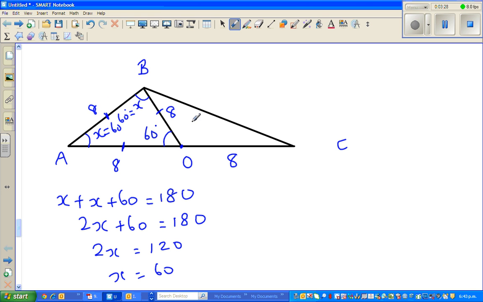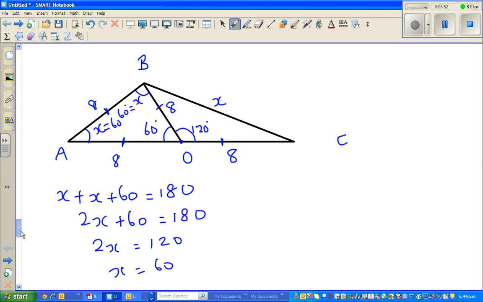Now we need to figure out this side. I'm going to name that side x. Again, these two angles will be equal, this is 8 and this is 8. These are angles on a straight line, so if this is 60, this has to be 120. So you can say this is 30 and this is also 30.